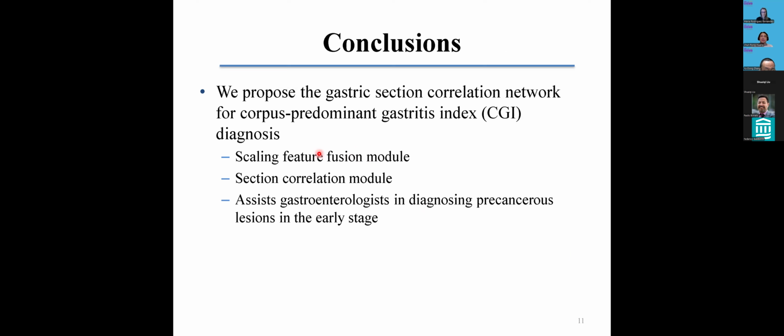And in conclusion, we propose the gastric section correlation network for precancerous gastritis index diagnosis. There are 2 main modules proposed, and we hope these modules can assist the endoscopists to diagnose the precancerous regions in an easier and more efficient way. Okay, thank you for your listening.